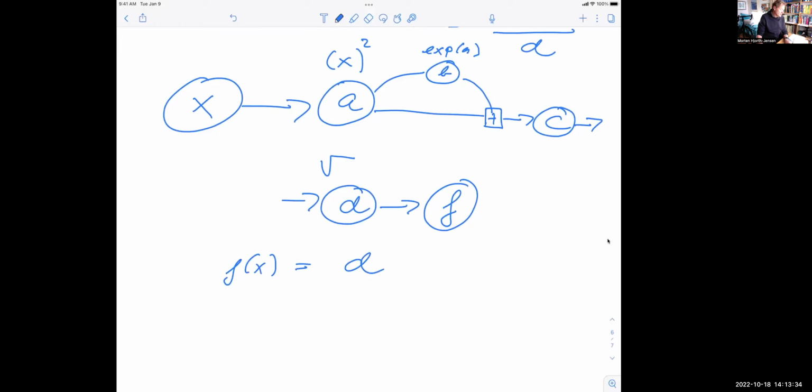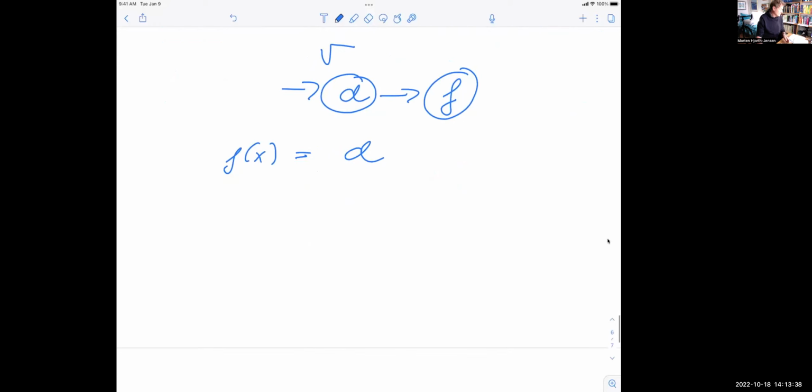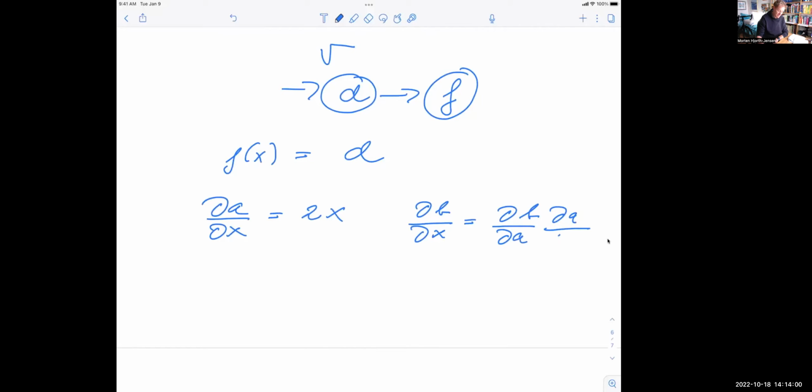Now we need some intermediate calculations, where we are going to apply the chain rule. If we look at partial derivatives, we would have dA/dx, which is simply equal to 2x. And then if I look at dB/dx, this is actually equal to dB/dA times dA/dx, and that's pretty obvious.